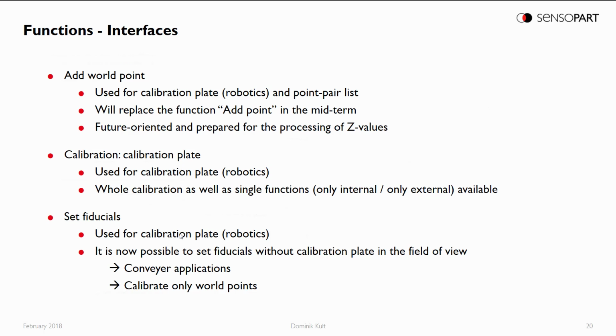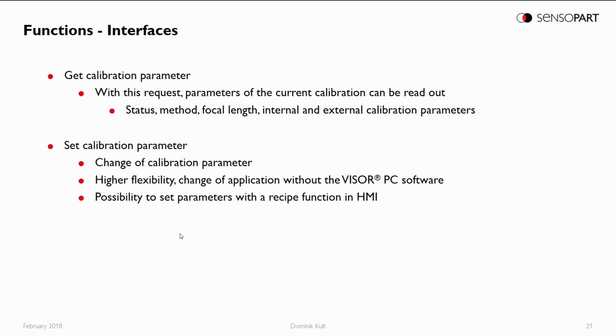The request for the calibration plate is necessary to define the internal and the external parameters. With the internal parameters we capture an image of the plate, and for the external parameters we can set a fiducial. We also have a request to set only the fiducials. This is the set fiducial request, for example when you need to handle some conveyor application or you only want to calibrate the world points.